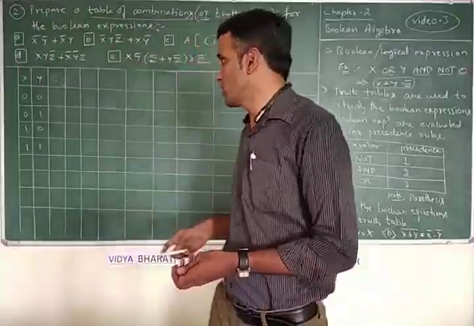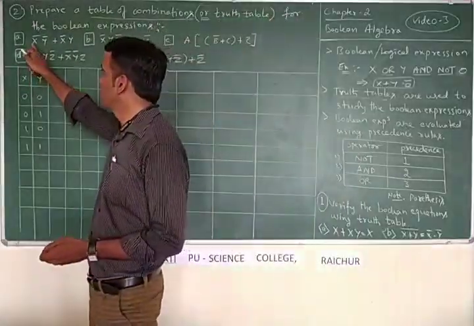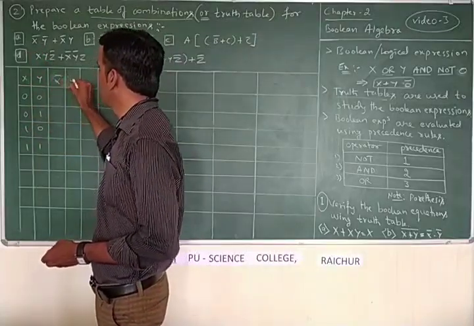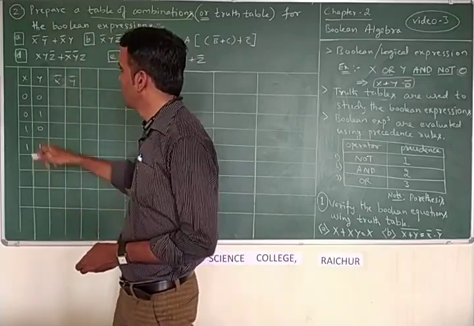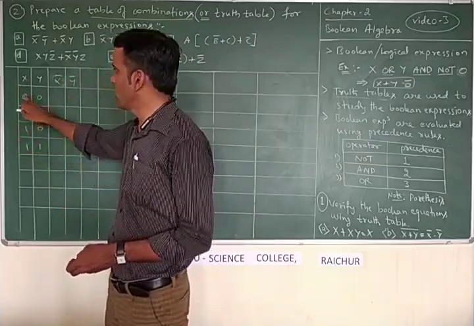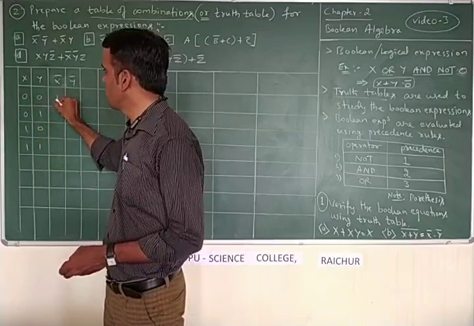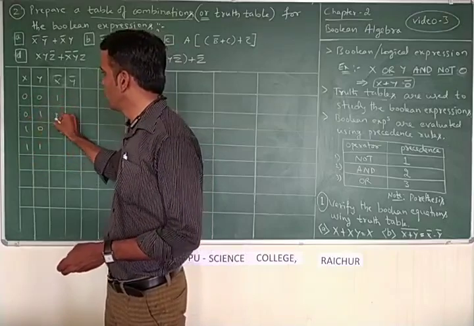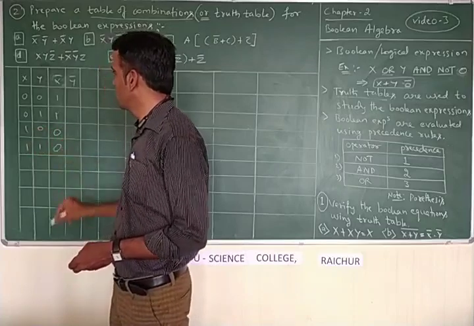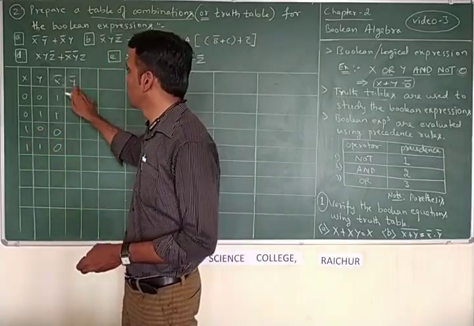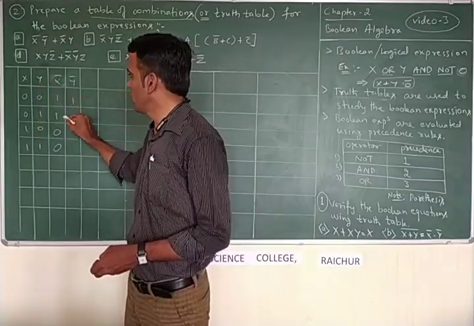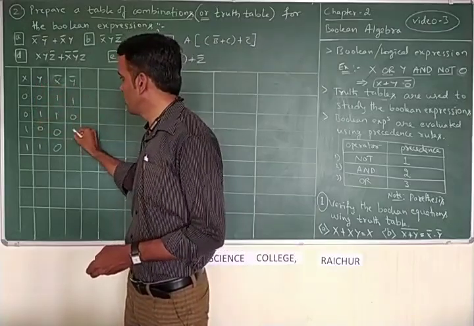Next I want x bar as well as y bar. Take the x column values and write the reverse of that: wherever 0, take 1, and wherever you have 1, take 0. Now y bar, refer to the column y: wherever 0, write 1, and wherever 1, you go for 0.